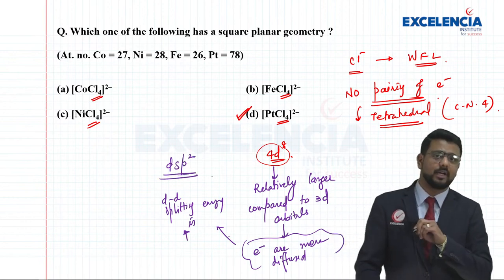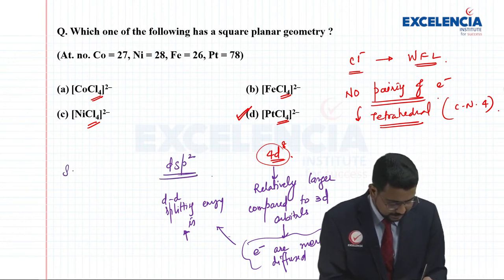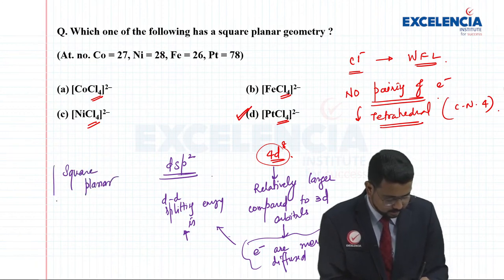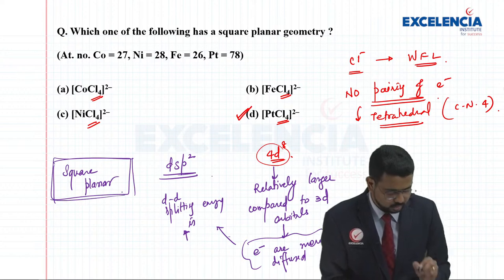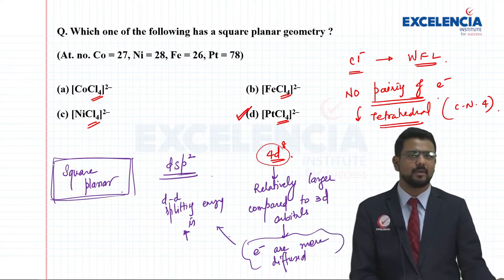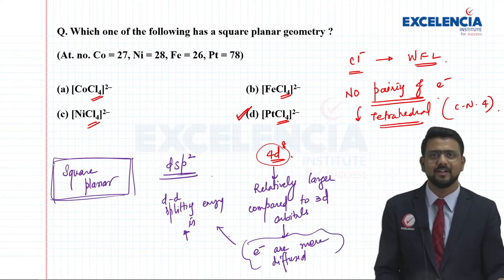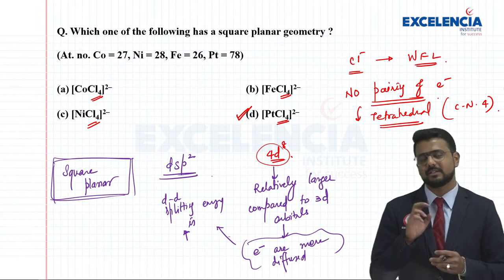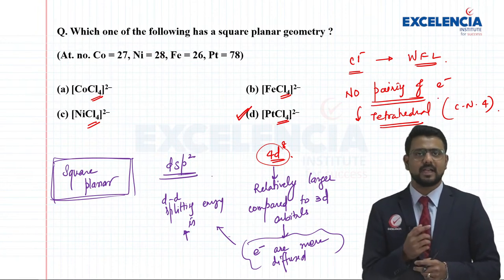And because it is undergoing dsp2 hybridization, we can say that it has a square planar structure. It is having a square planar molecule or geometry, right? So I hope you got the understanding here. This is one of the exceptional cases. Please be careful about it, okay?